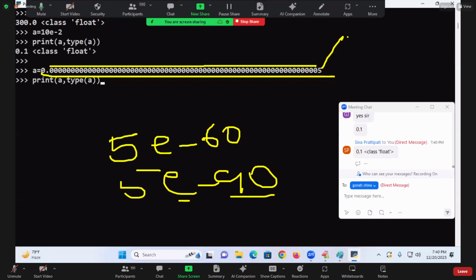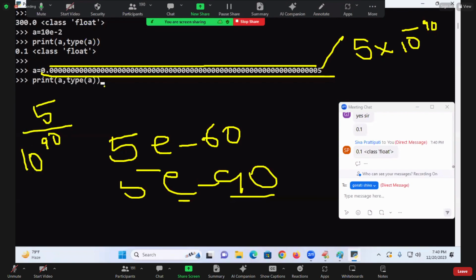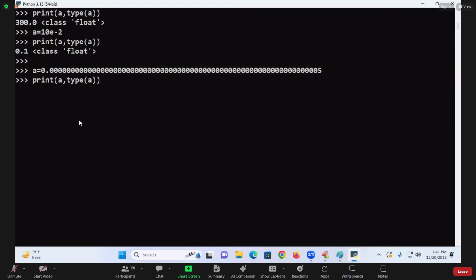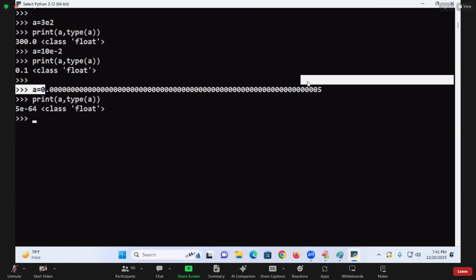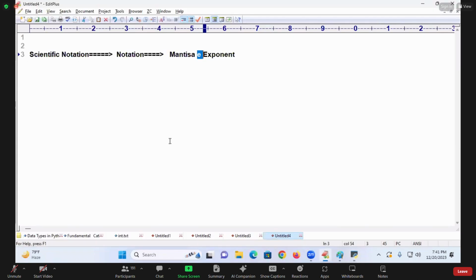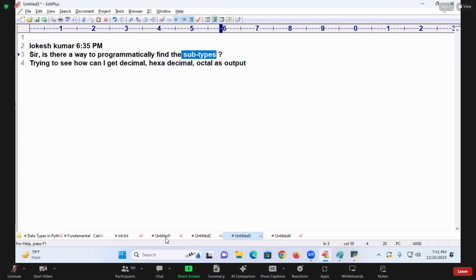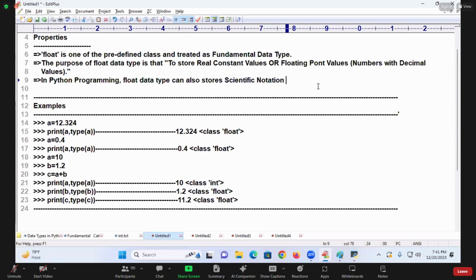How do you write it? 5 into 10 to the power of minus 90. That is 5 by 10 to the power of 90, which is 5 by a one followed by zeros, that is 0.000 and so on. So see that now. What is the answer coming? 5e minus 64. Is it a scientific notation or not? Which data is this? Float data, converted into which notation? Did you understand this meaning? So the float data type stores which data? What is the notation there?